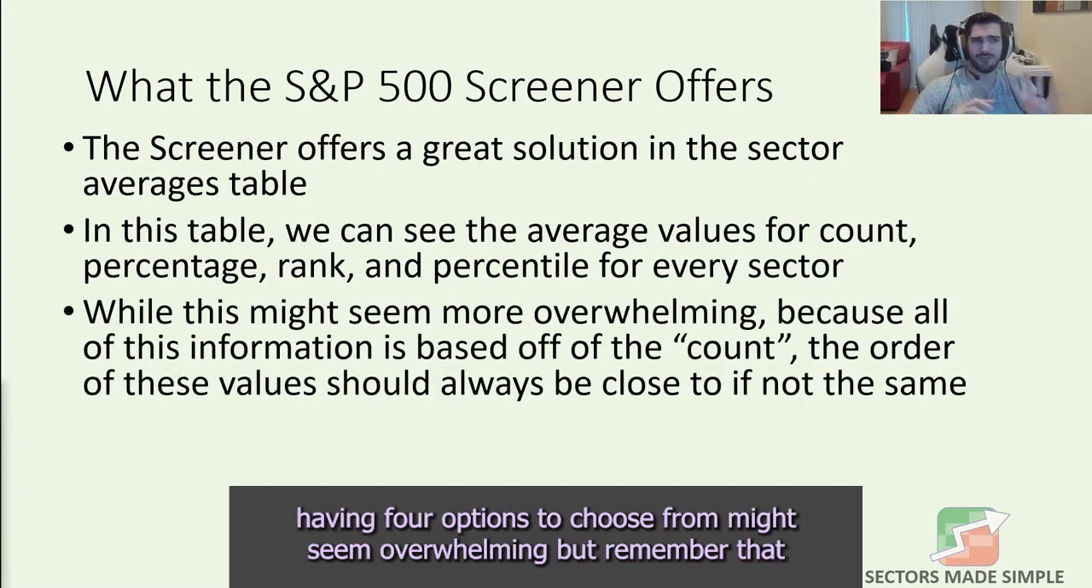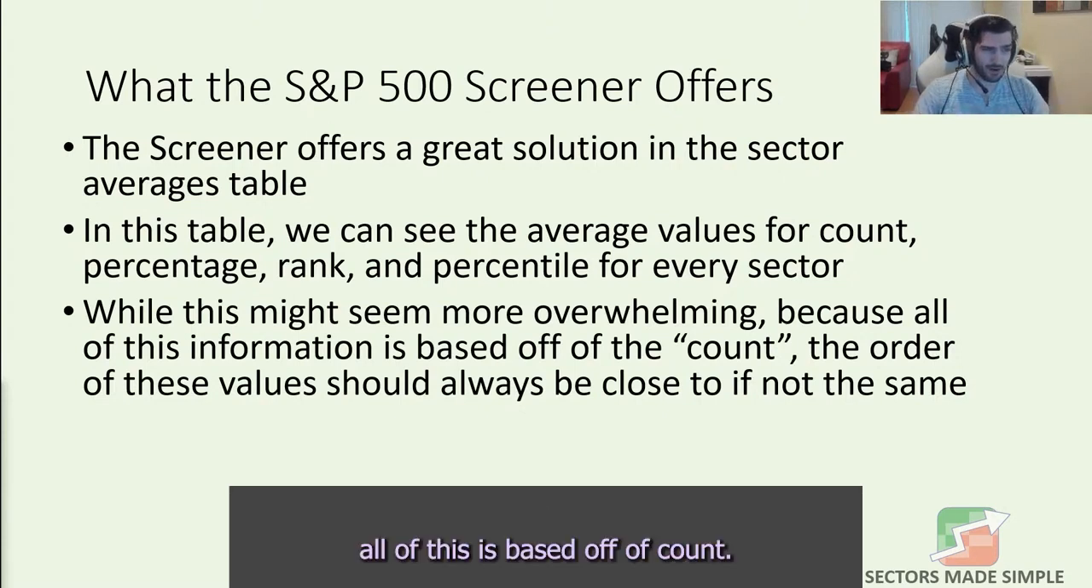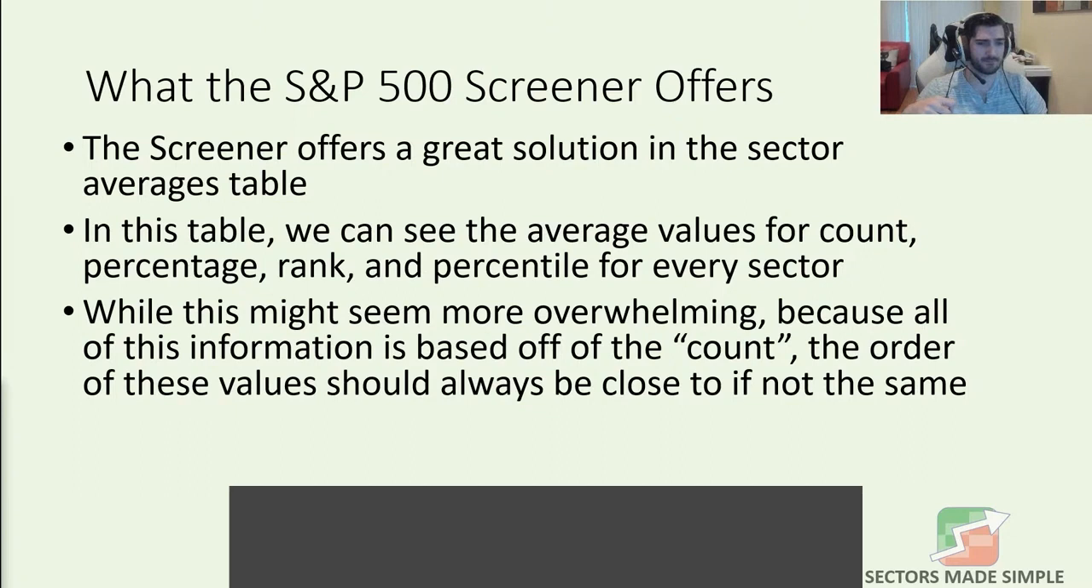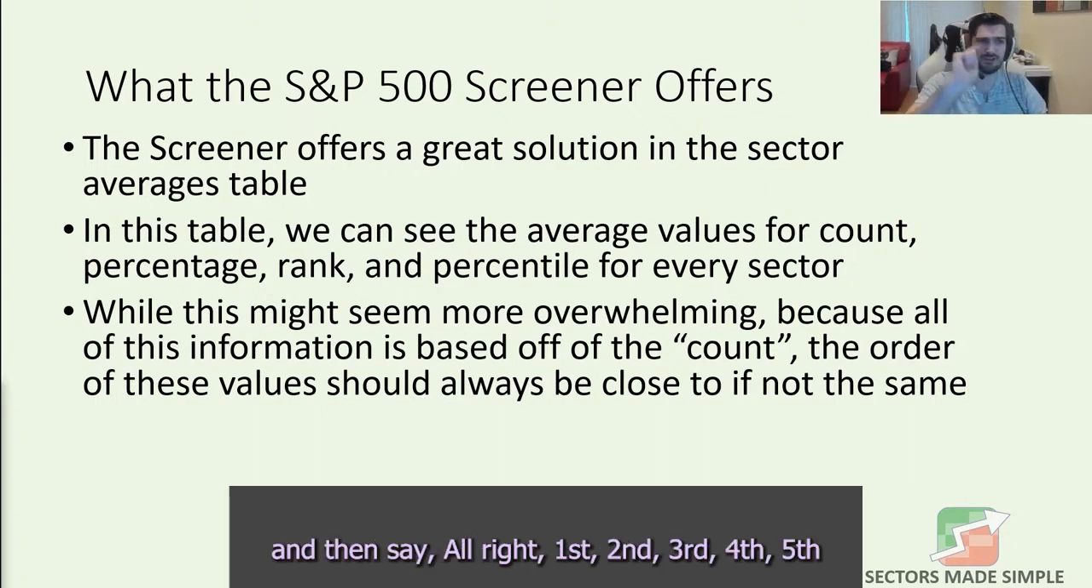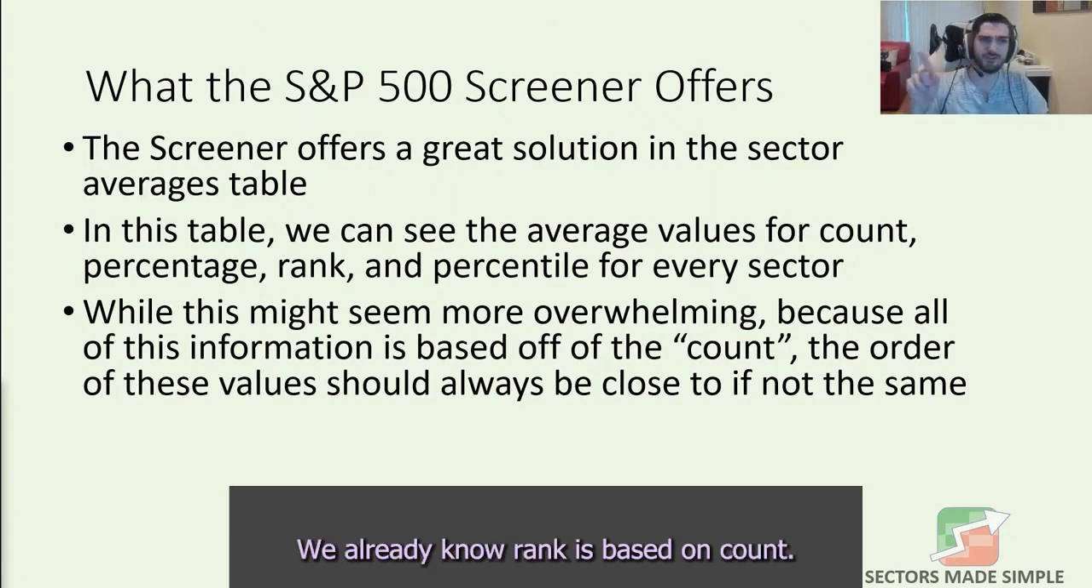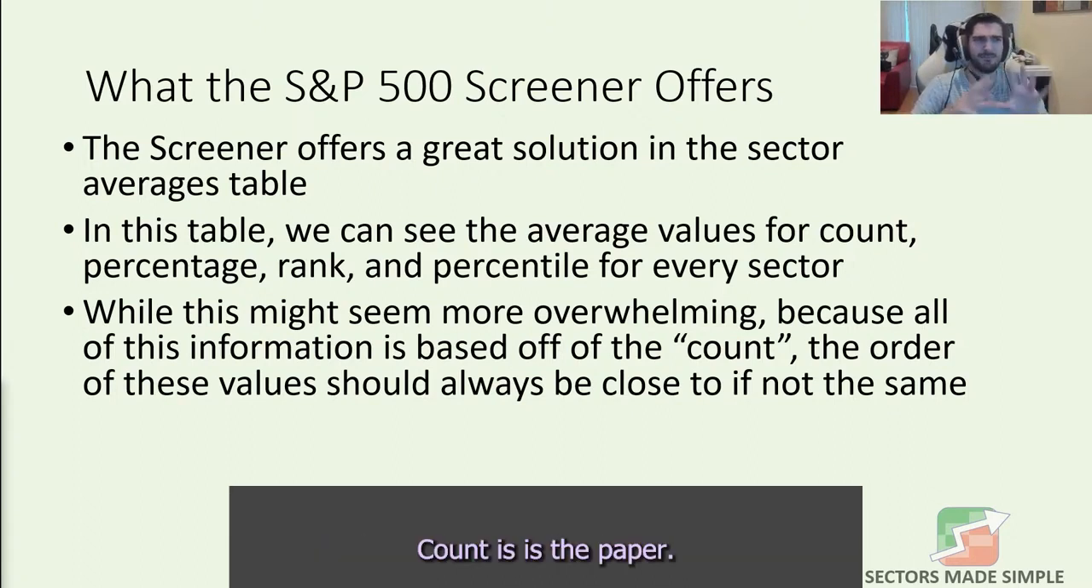Again, having 4 options to choose from might seem overwhelming, but remember that all of this is based off of count. Count is where everything else branches down from. Count tells us rank. We order things by its count and then say, all right, first, second, third, fourth, fifth. Percentage is based on count divided by the total. Percentile is based on rank. We already know rank is based on count. Count is the papa. All of the others are the little children.